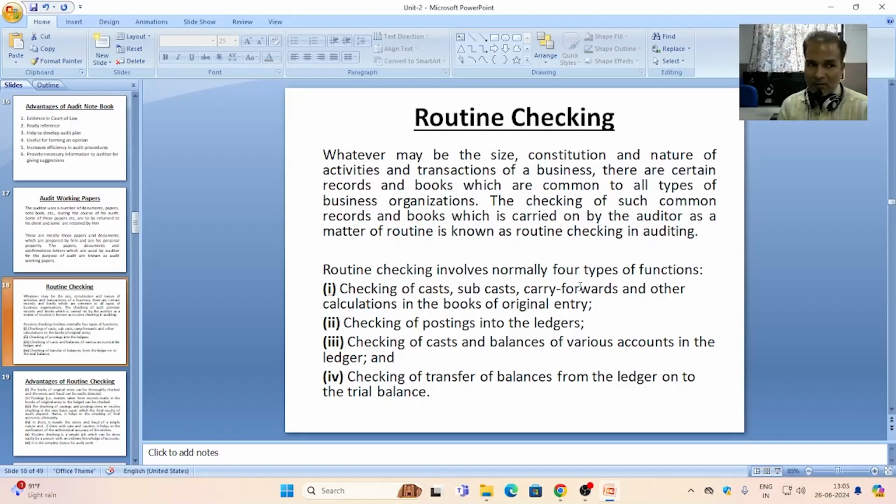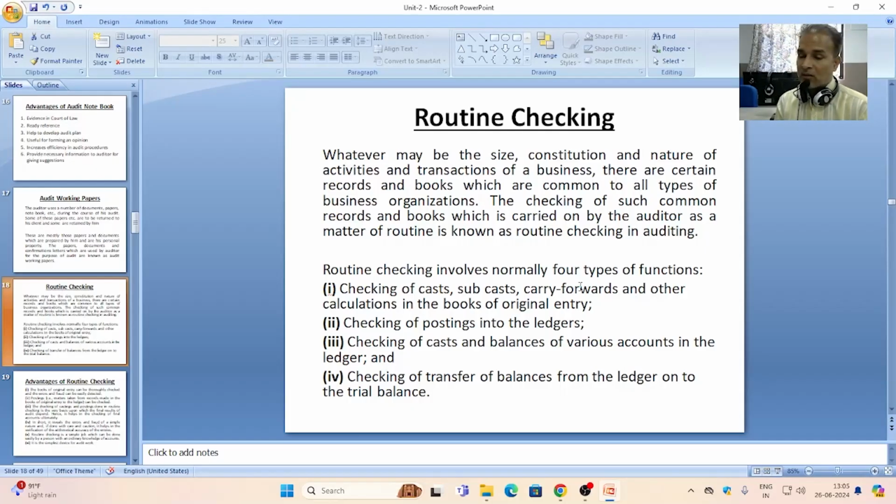Yes, after the balancing of the ledger, all the balances are transferred to the trial balance for preparation of the financial statements. So it will also be checked in routine checking. So we can conclude that routine checking is the checking of common books of accounts of the business by the auditor.